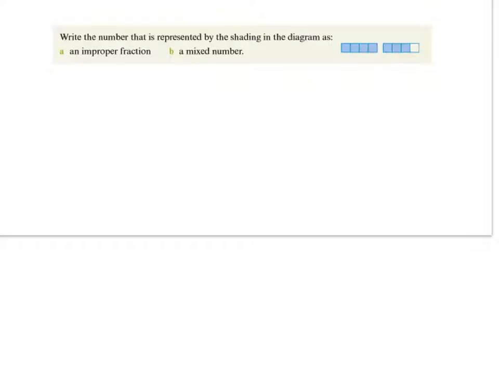Okay, so we're having a look here, and we're going to be talking about improper fractions and mixed numbers. Now let's start off first of all talking about what an improper fraction is. Now improper means that it's not proper.